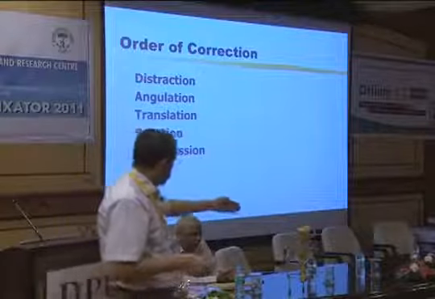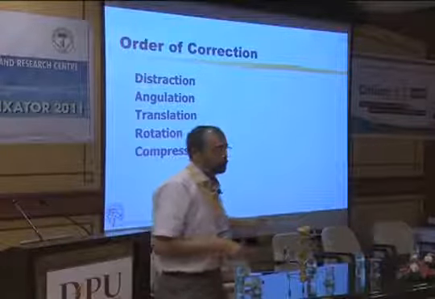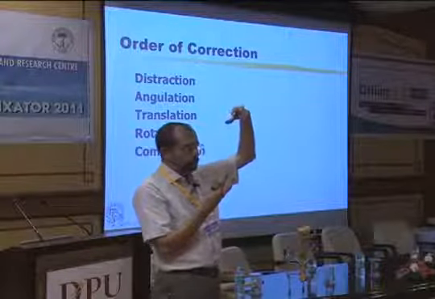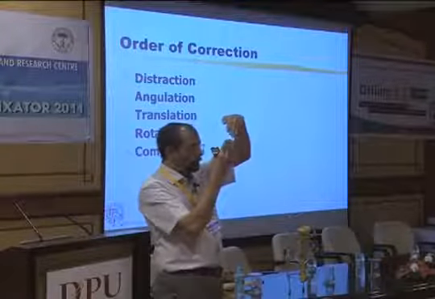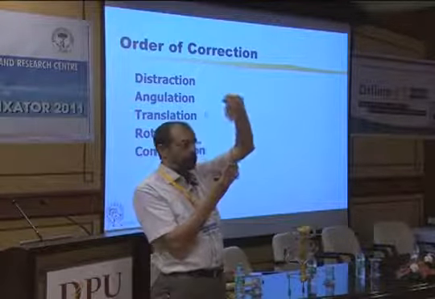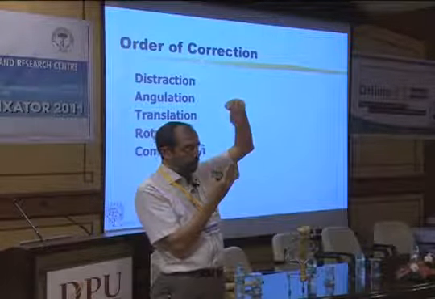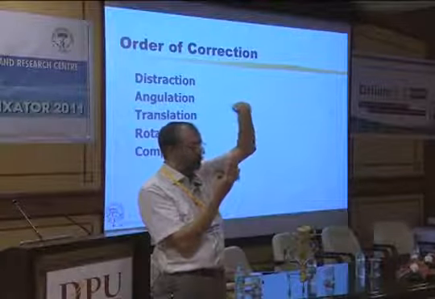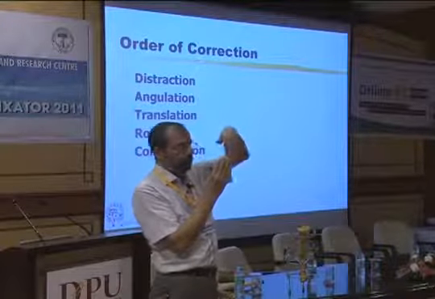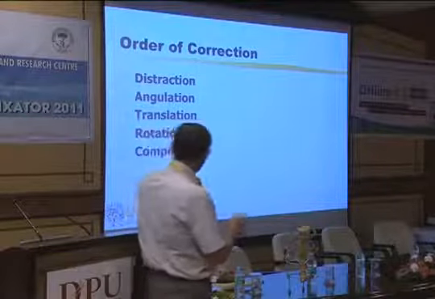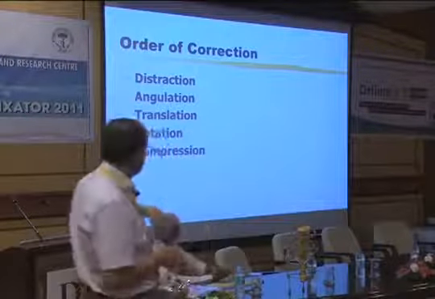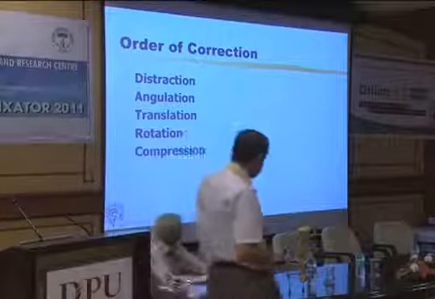So normally for a fracture, say a fracture like this, what will you do? You want to first distract it out to length so that nothing is engaging, right? Once it is distracted out to length, then you correct the angulation. Once the angulation is corrected, then you correct the translation. Then you correct the rotation, and finally you compress it. So that is the normal sequence of correction.